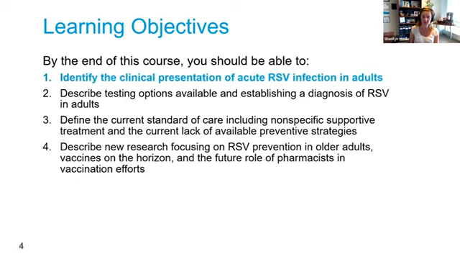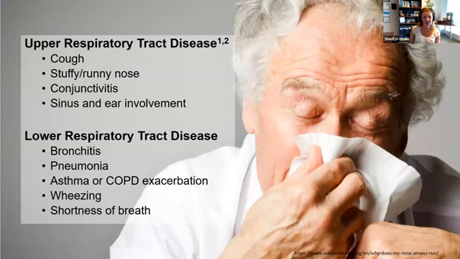So let's dig into the first learning objective, talking about the clinical presentation. Most older adults will present with an upper respiratory tract infection from RSV. We do also see lower respiratory tract disease that tends to be more common in our much older population. The frequency of that does increase with age, and also among those who live in long-term care facilities have a higher likelihood of lower respiratory tract disease. But most younger, healthier adults will have an upper respiratory tract presentation, which can include some of the more non-specific symptoms like cough, stuffy or runny nose, conjunctivitis, and sometimes sinus and ear involvement.